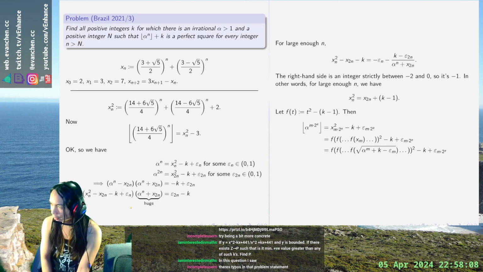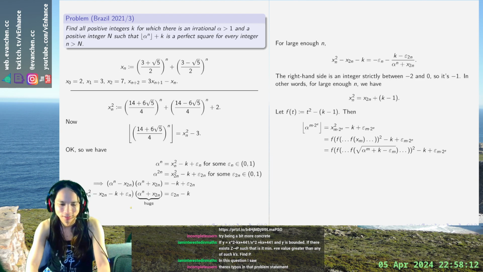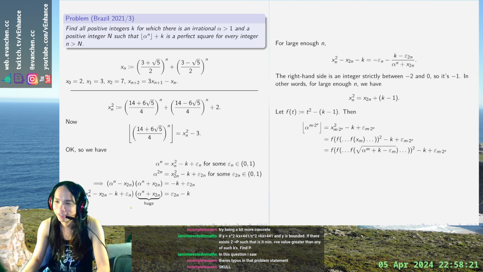Wait, is this like the recursion in the Mandelbrot set? No, it suddenly occurred to me. Hang on. Is that why I can't characterize it? Ah, it's the Mandelbrot. We're looking at the real part of the Mandelbrot set. Okay, that's beautiful.